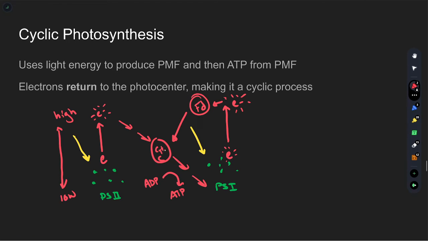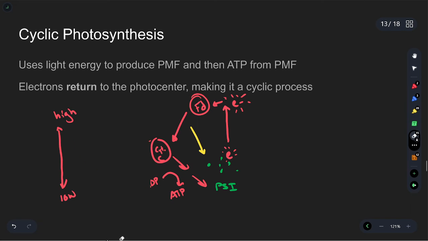And then the electron goes back to PS1. So actually, in cyclic photosynthesis, PS2 is not involved, but PS1 is. So this cycle repeats, and this is mainly used for making ATP.